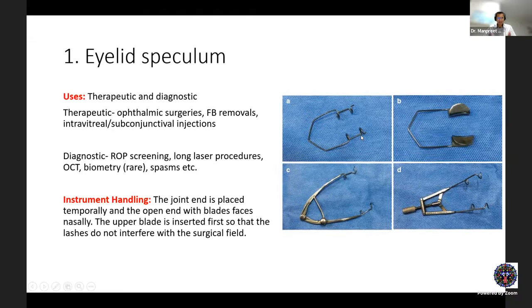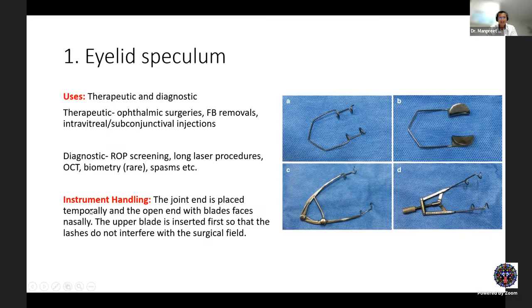Then you can pause for a bit, and then the examiner may ask, okay, tell me what are its uses. Its use can be divided into therapeutic and diagnostic uses. Therapeutic ones are ophthalmic surgeries, such as foreign body removals, and in the OPD for intravitreal or subconjunctival injections. In diagnostic, you must have seen ROP screenings, laser procedures, or OCTs in a pediatric patient, biometry rarely, or examining a patient with eyelid spasm.